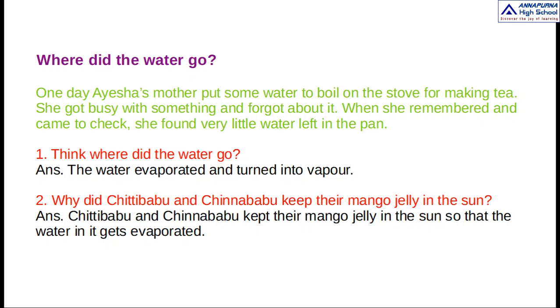Okay children, next, why did Chitti Babu and Channa Babu keep their mango jelly in the sun? This is the third lesson, from Mangoes Round the Year. They prepared mango jelly, right? Yes. Why did they keep their mango jelly in the sun? The answer is, Chitti Babu and Channa Babu kept their mango jelly in the sun so that the water in it gets evaporated. What happened to all the water in the mango juice? Dried up. That means evaporated. Then it will become jelly.